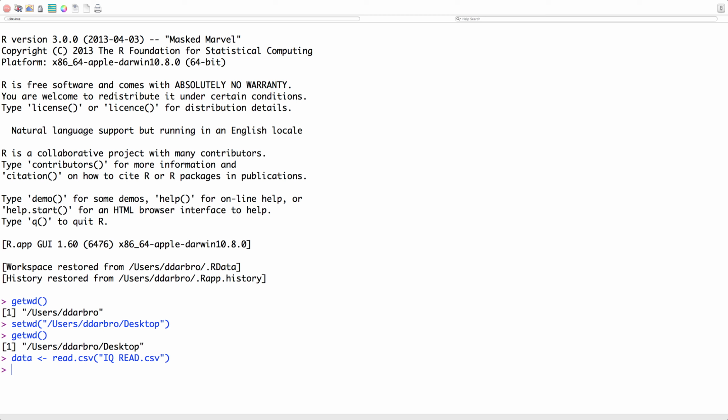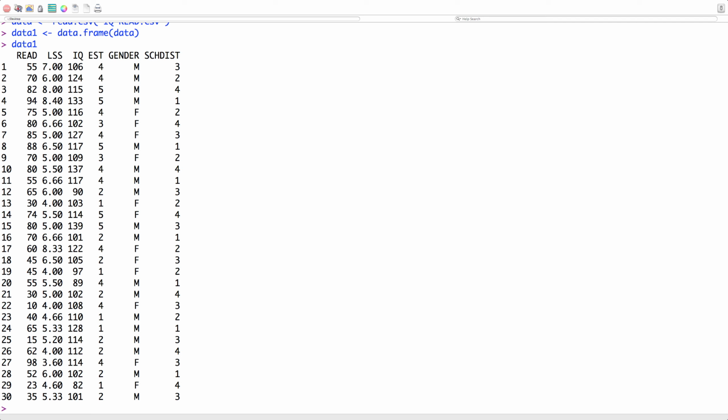read.csv. I encourage you to save it on your desktop as a CSV and open it the same way. Now, what I want to do now is data 1. And I want to do a data frame for data. So the data that I want to use here is going to be data 1.